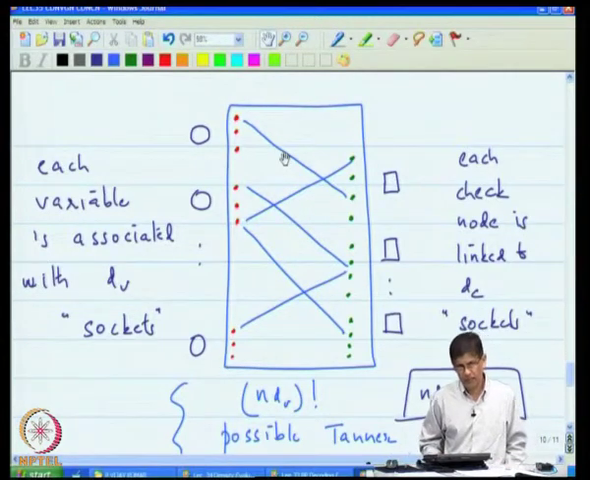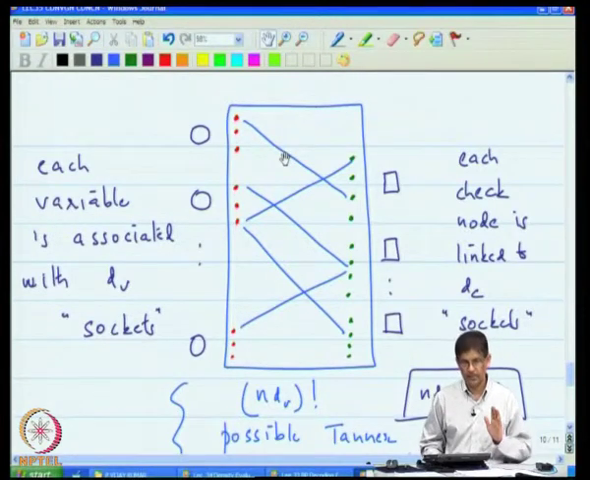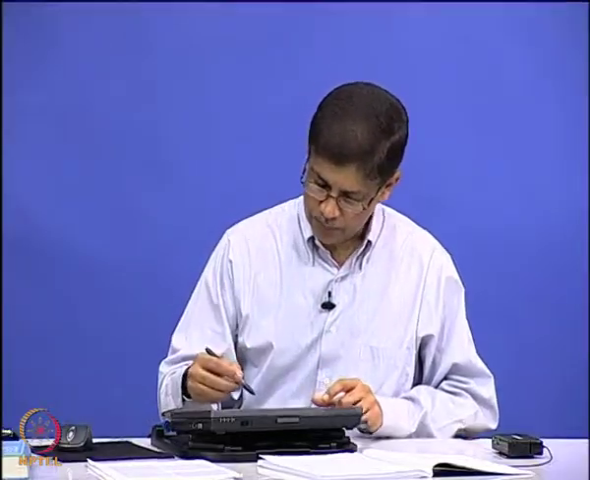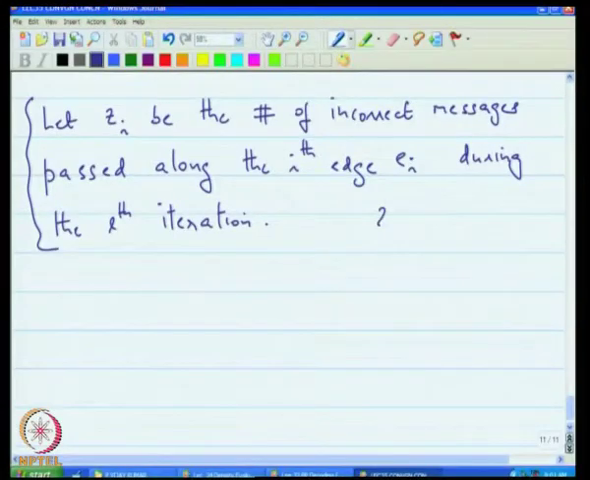Now, you might say, what does that mean? After all, there is only one message that is passed. What do you mean by the number of messages? Well, that is true. So, the number of incorrect messages passed along an edge during the lth iteration is either 1 or 0. Okay, so, it is just a 0 1 function. It is 1 if the message is incorrect, and that happens with a certain probability. Okay, so, that is what we are interested in. So, the Z_i take on values 0 or 1. So, let us mention that as well.